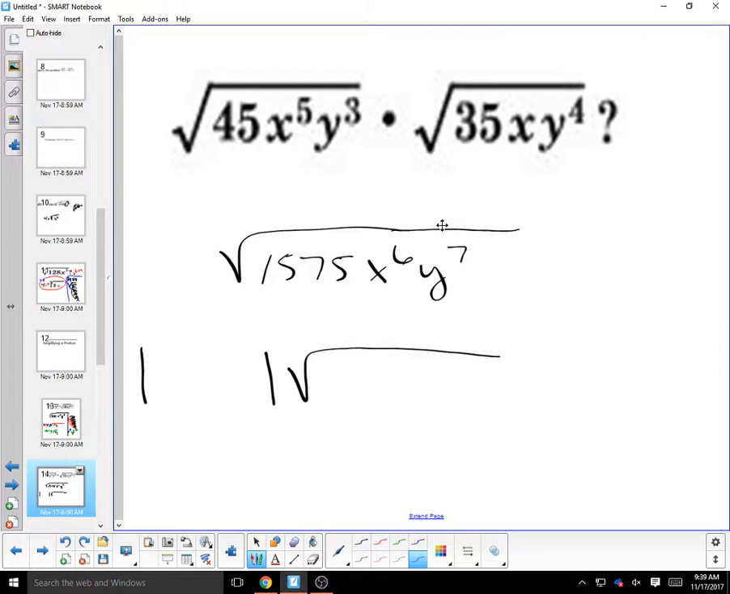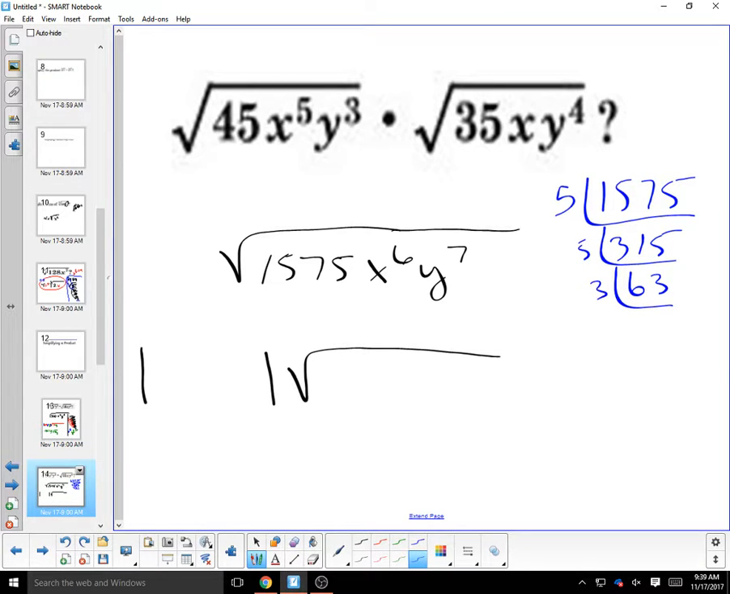So, 1575. I'm going to start by dividing by 5. That's going to give me 315. Divide that by 5, I've got 63. Divide that by 3, I should get 21. Divide that by 3, I'm going to get 7, right? So, I've got a set of 5s and a set of 3s, which means I get 15 on the outside. So 15 on here. What's left inside? 7. Beautiful.